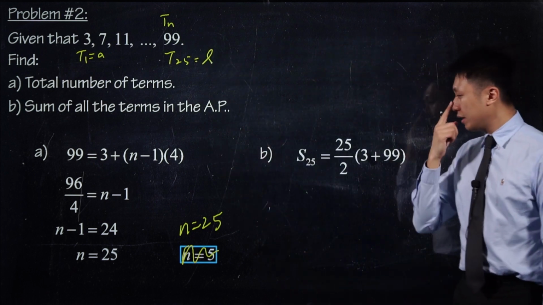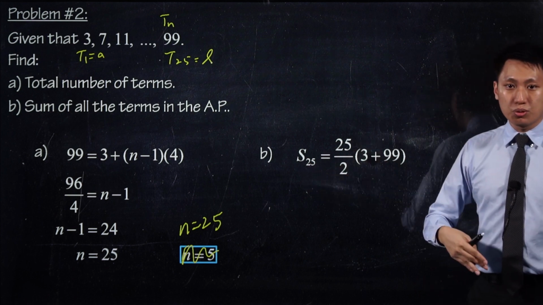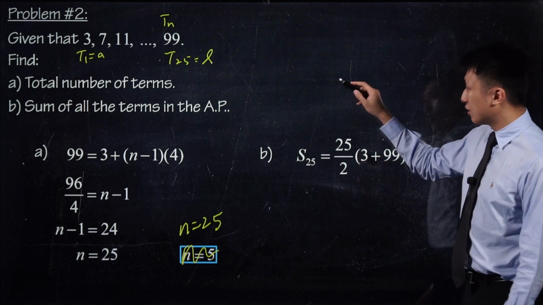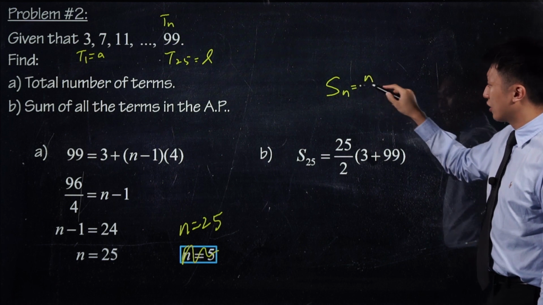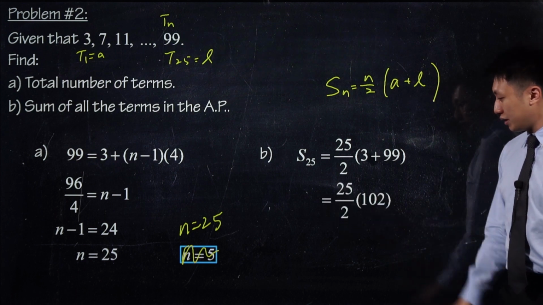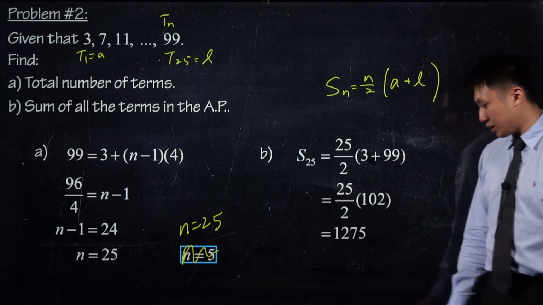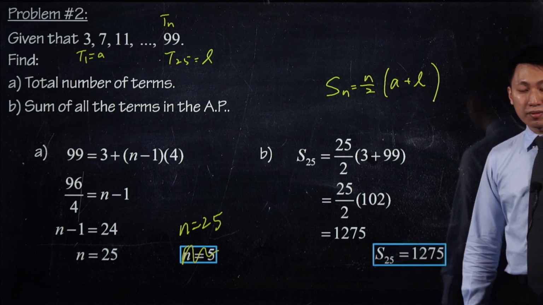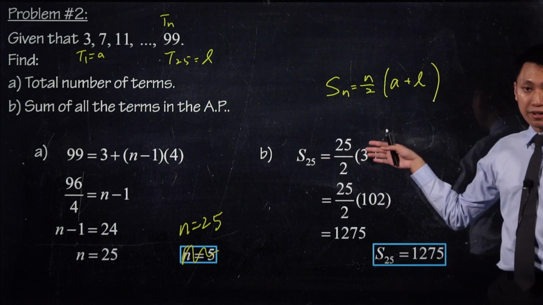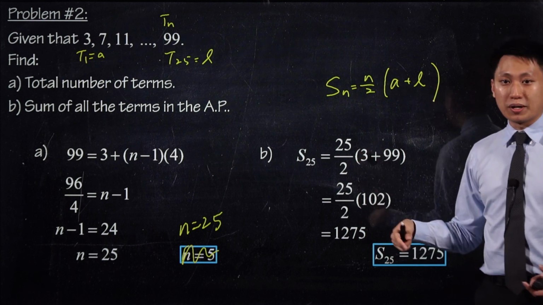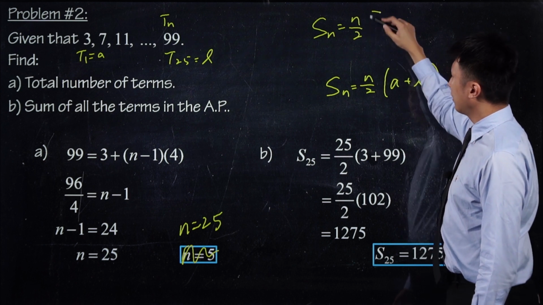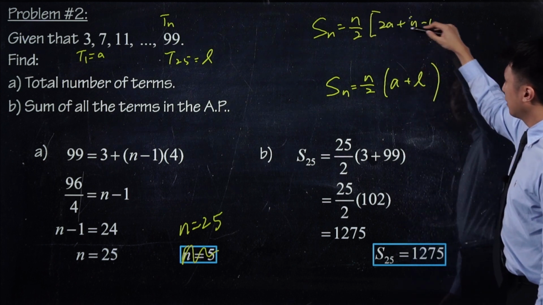So S25 will be n divided by 2 times (a plus l). Remember the formula? Sn is equal to n over 2 times the first term plus the last term, which is very simple. So you get the answer immediately: 1275. Great, so now you know there's an application of this. Another way of doing this is to just substitute into Sn equals n divided by 2 times (2a plus (n minus 1) times d).